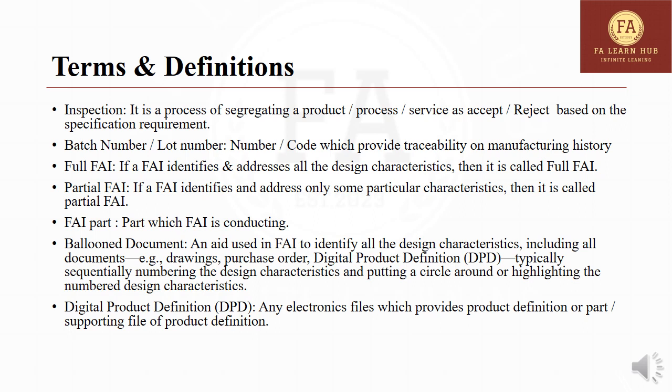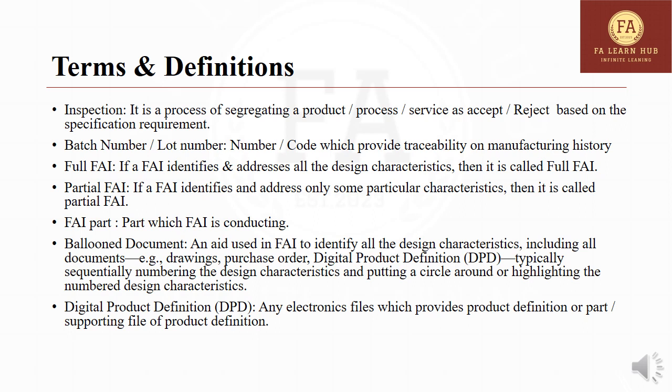Batch number or lot number: it is a unique code which provides traceability to the manufacturing history. Full FAI: if an FAI addresses all of the design characteristics, then it is called full FAI. Partial FAI: if an FAI addresses only some of the particular characteristics in the drawing, part specification, or DPD, then it is called partial FAI.